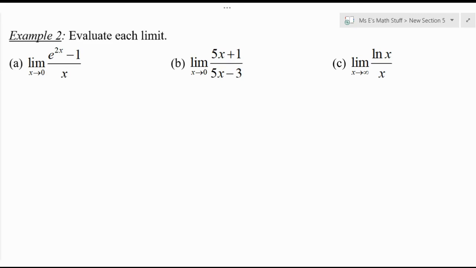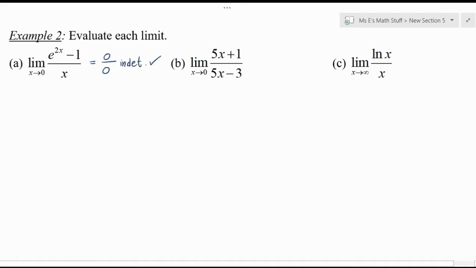All right, my friends, let's take a look. Let's check for part A whether you have an indeterminate form. So let's see, 2 times 0 is 0. e to the 0 is 1. 1 minus 1 is 0. And then over 0. So you do indeed have an indeterminate form.